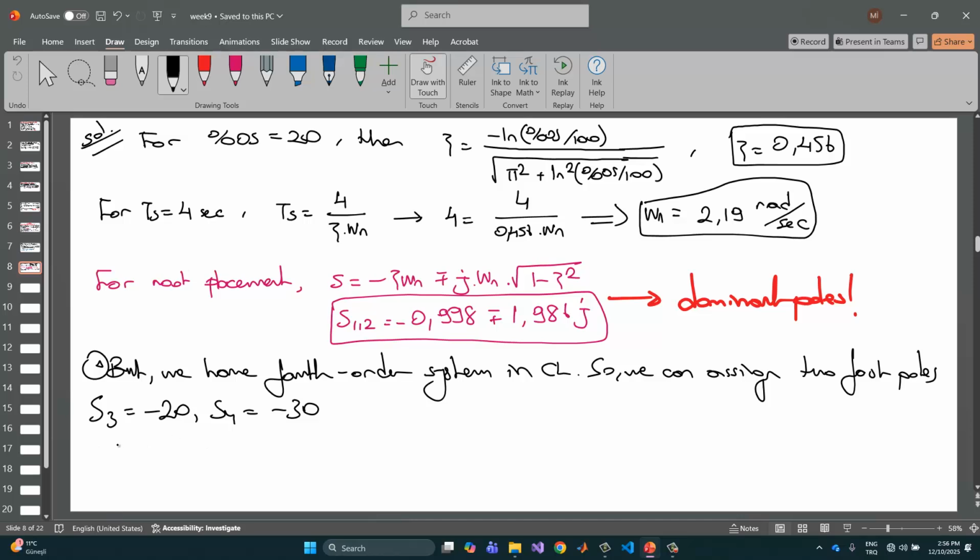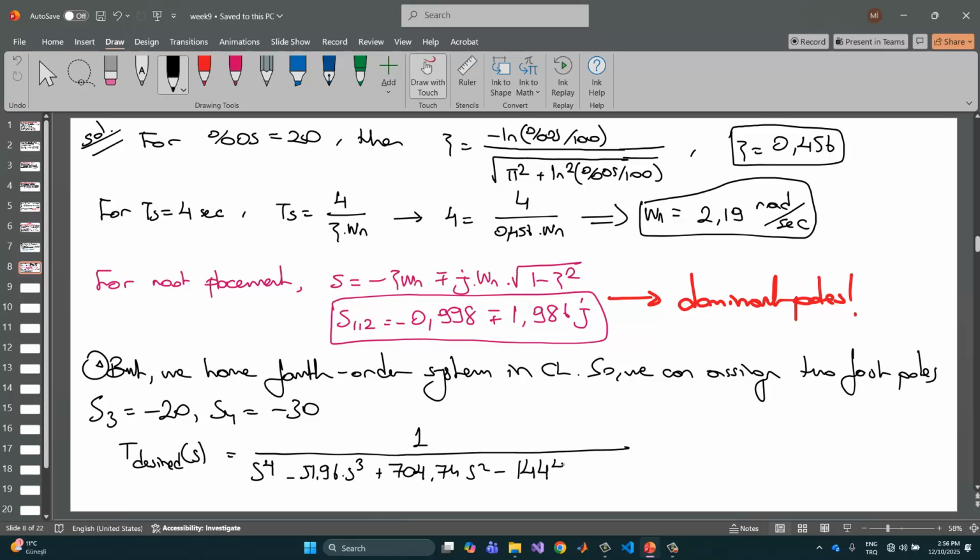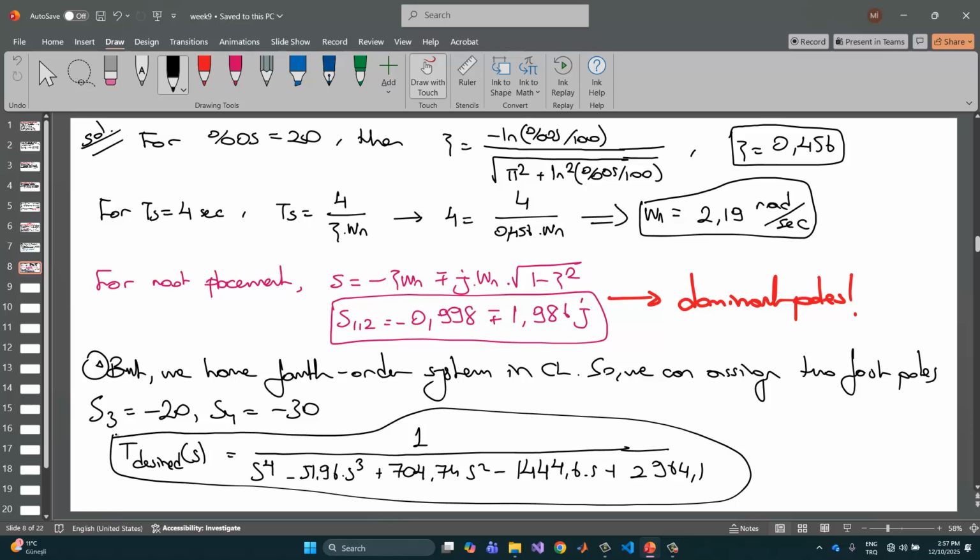And so, in this case, the desired closed loop transfer function is equal to the what? 1 over S to the fourth plus 51.969 S cubed plus 974 S squared plus this one times S plus 2,964.1. This is the desired characteristic equation for this system.